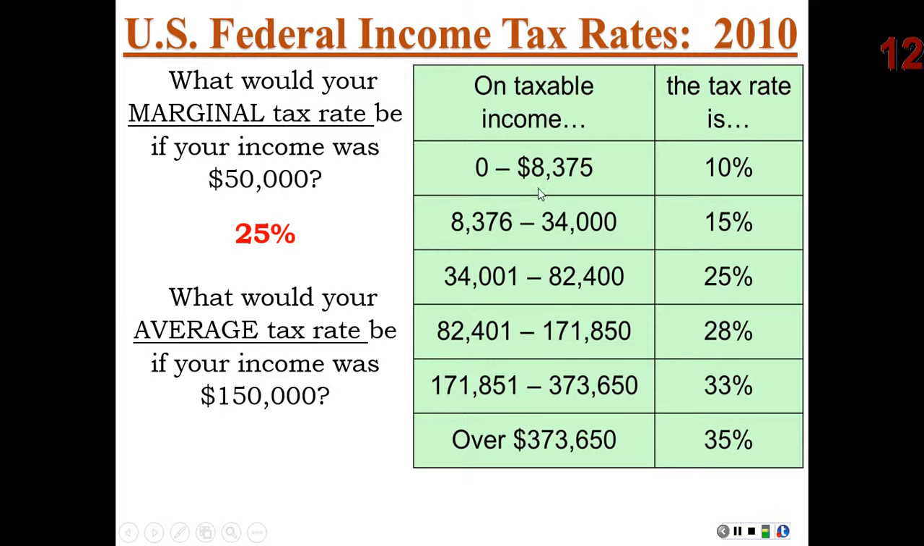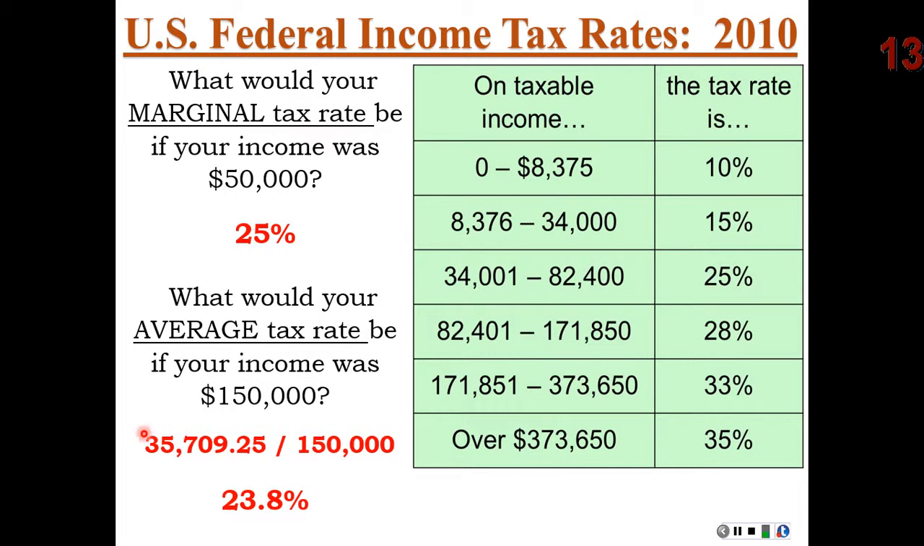Now, what about your average tax rate if you earned $150,000? Well, to calculate that, you would work through a problem where you would take this $8,375, multiply it by 10%, giving you $837.50 as your tax bill for that bucket. You would find the tax bill for this bucket, which would be $34,000 minus $8,375, which is the amount that's already been taxed. You would take that, multiply it by 15%. You would subtract these two numbers, right? $82,400 minus $34,000 that's already been taxed. Multiply that by 25%. Then you would take $150,000 in this bucket, subtract the $82,400 you've already taxed, multiply that by 28%, add up your total tax bill.